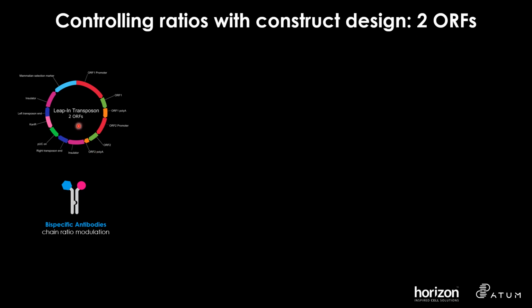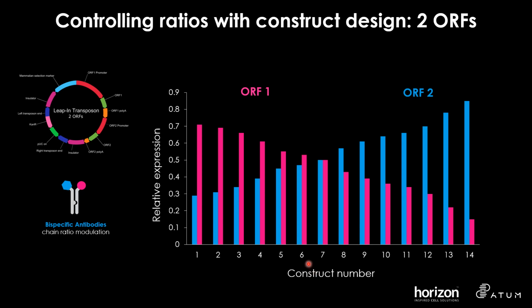In this case, I'm going to talk about a 2-ORF molecule. You can think of this as a bispecific in a format shown here, or you could even just think of this as a heavy and light chain antibody, wherein perhaps you need excess light chain compared to heavy chain, or not. In any case, in this experiment, you see 14 different constructs that have been generated, where we have designed them to have varying ratios of one open reading frame to the next.